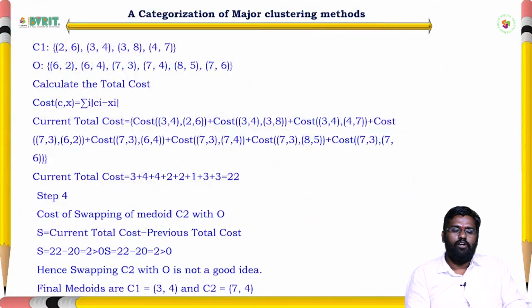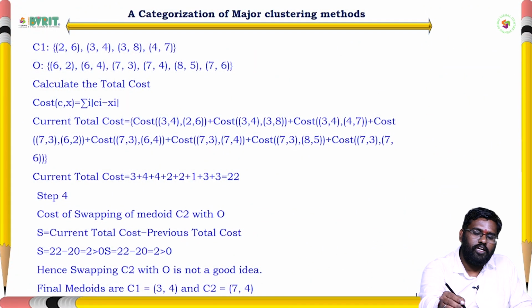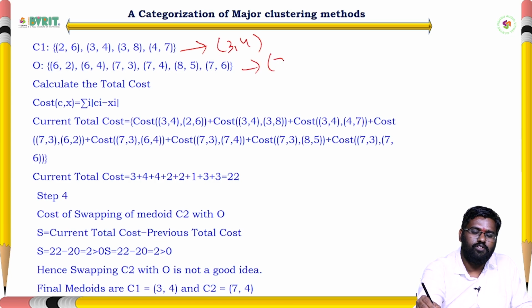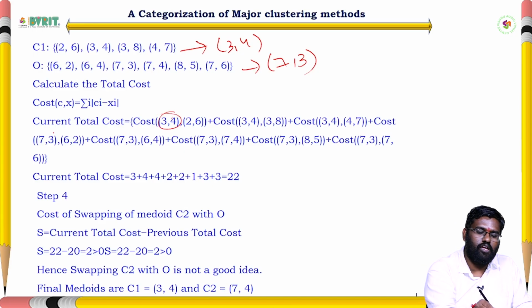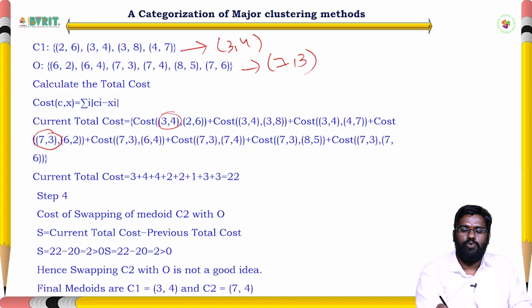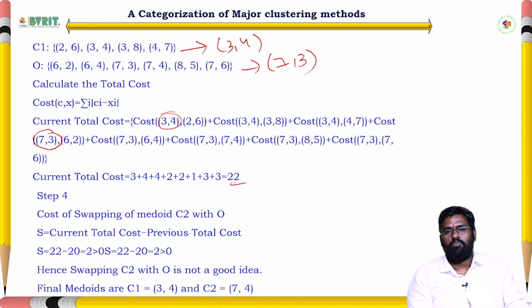Next one, similarly we need to calculate. We already took the C1 value as (3, 4) and the C2 value as (7, 3). The first is (3, 4) and the second is compared with (7, 3), with all the values. Then we need to calculate the cost. So 3 minus 2 is 1, 4 minus 6 is 2, so 1 plus 2 is 3. Finally we get the value 22, that is the total cost.